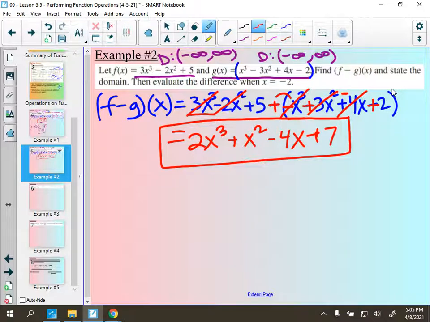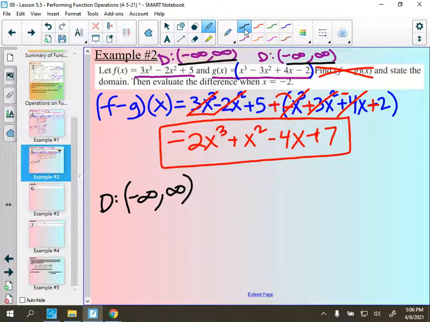All right, so that's part 1. Find f minus g of x, done. State the domain. Let's get that knocked out. We said from the get-go that if they're both the same, our domain is going to stay the same. We got 2 in a row like that. We'll see some wrinkles going forward, that it doesn't always work that way. So great, that's awesome.